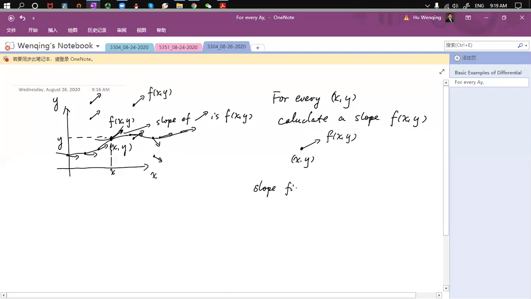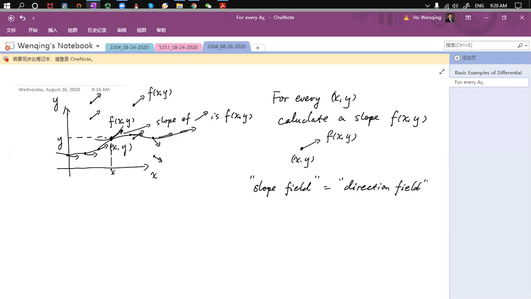So by slope field, it means that you're given the slope f(x,y) at every point that you know. The slope field is sometimes also called a direction field. So by this, it means solving a differential equation, right?